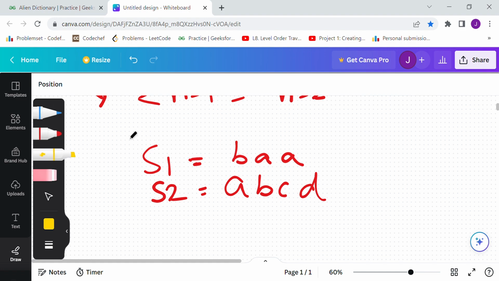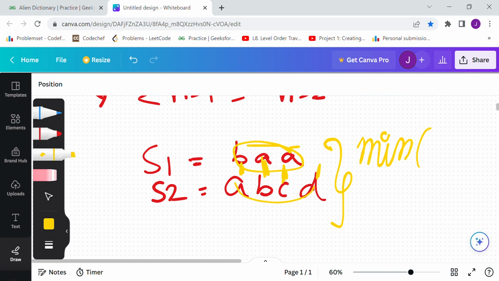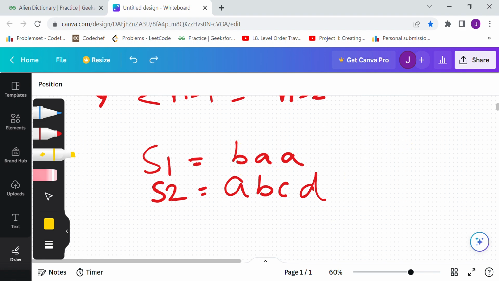We will be comparing, first we will be comparing this, then if these are equal, then we will be comparing this, then this. And one more thing, we will be taking the minimum of the length of these two, because we will be running the loop till the minimum of the length of these two, right? For example, in this part we have the lengths 3 and 4. BAA's length is 3, this length is 4. So we will be running the for loop till 3, right? So let's see what the code says.